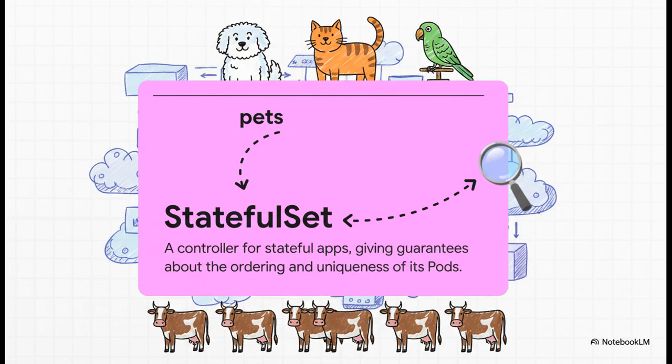Okay, so what exactly is a StatefulSet? Think of it like a deployment, but with some very important non-negotiable rules. The big difference is that it provides rock-solid guarantees about the ordering and uniqueness of its pods. A deployment says all pods are the same, but a StatefulSet says, nope, each pod here is special and has an identity that sticks with it no matter what.